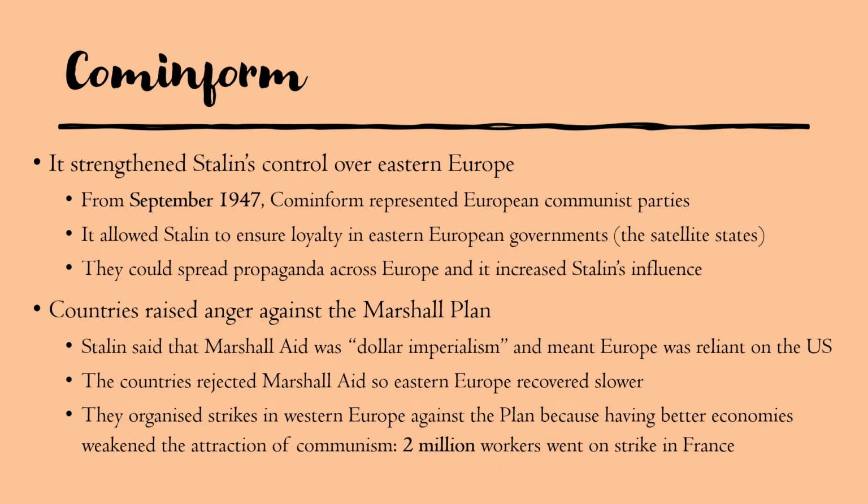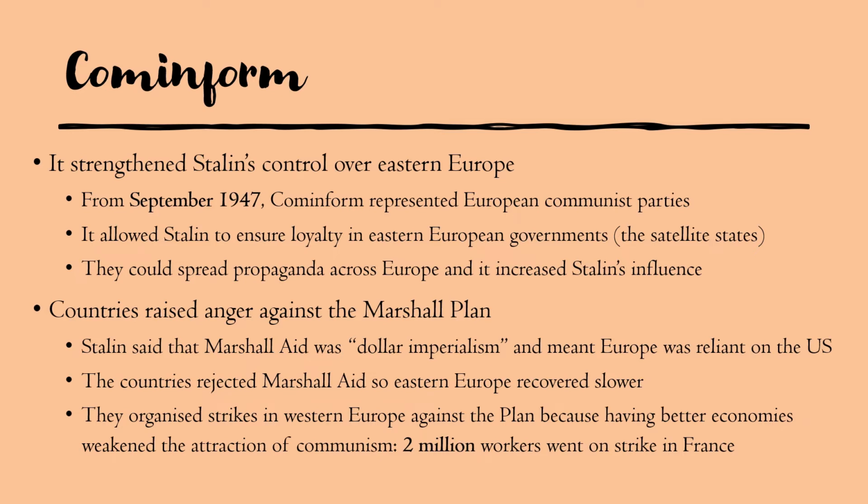In terms of the Western European countries, because their communist parties were represented in Cominform, they had to organise strikes against Marshall aid. Basically, Stalin feared that because the countries that accepted this aid would have better economics, better healthcare, better jobs, better housing, etc., it would weaken the attraction of communism. So these countries would be less likely to accept a communist uprising.